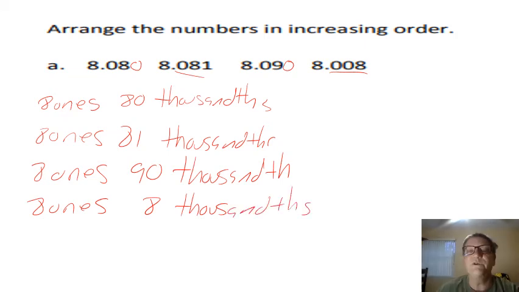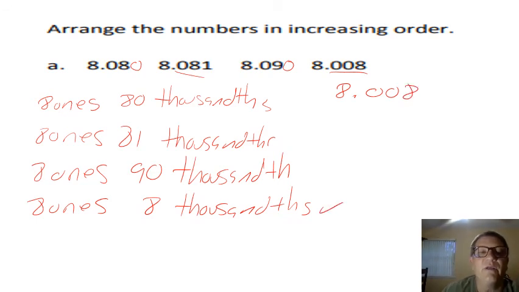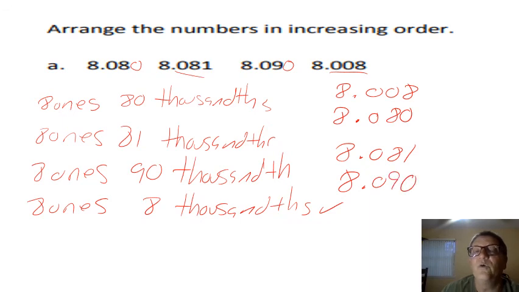So now we got to put them in increasing order. So we're looking for the smallest one. And we see they all have 8 ones. So we've got 80, 81, 90, 8 thousandths. So our smallest one's going to be 8 ones, 8 thousandths. So we've got this one done. Now the next smallest one, we have 80 thousandths, 81 thousandths, 90 thousandths. So it's going to be 8 ones, 80 thousandths. And we have 8 ones, 81 thousandths. And our last one, 8 ones, 90 thousandths. So we went from increasing order, from smallest to largest.